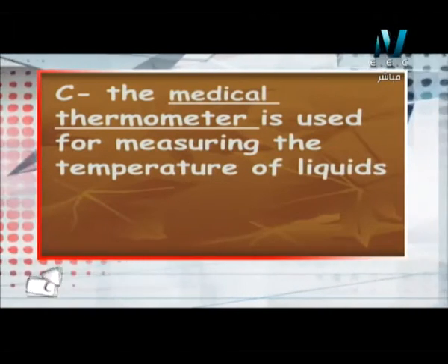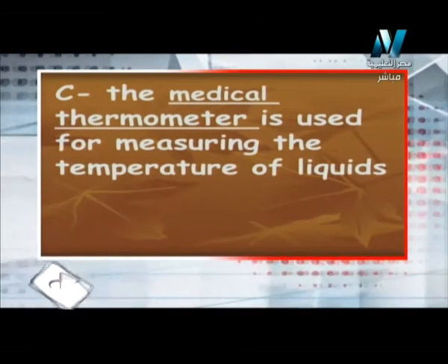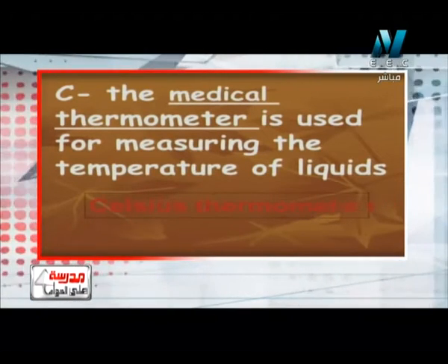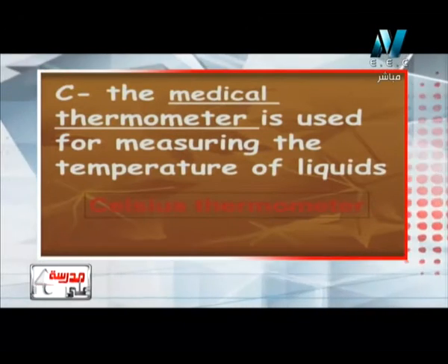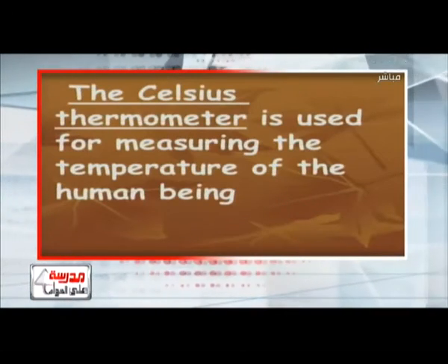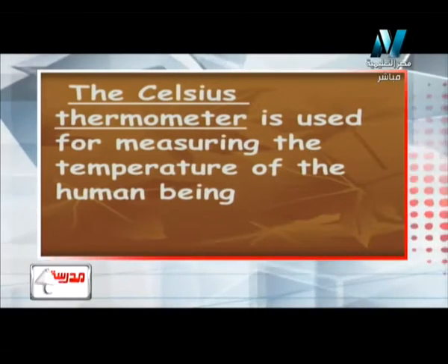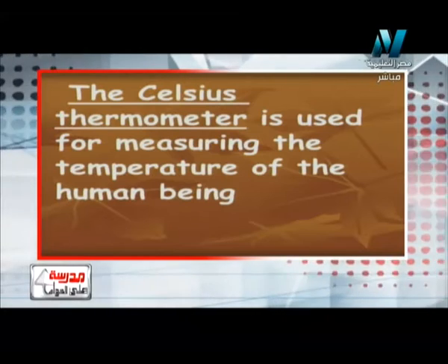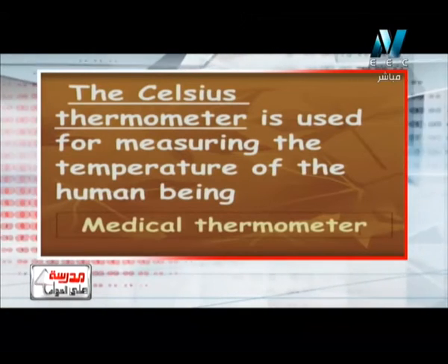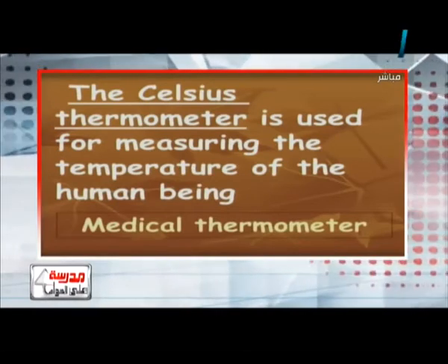Another question. The medical thermometer is used for measuring the temperature of liquid. I think it will be the Celsius thermometer again. The Celsius thermometer is used for measuring the temperature of liquids. Another question. The Celsius thermometer is used for measuring the temperature of human beings. I think it will be wrong. The answer will be the medical thermometer. The medical thermometer is used for measuring the temperature of the human being, not the Celsius one.